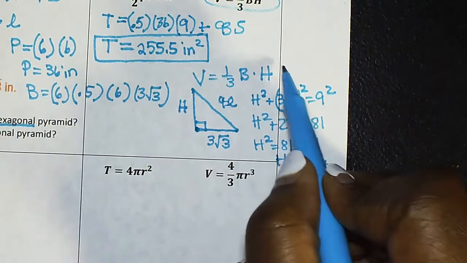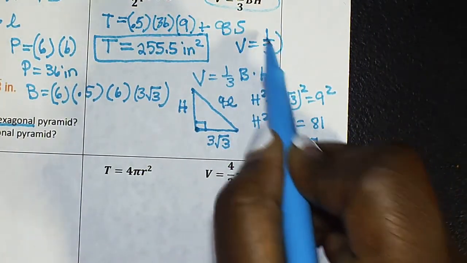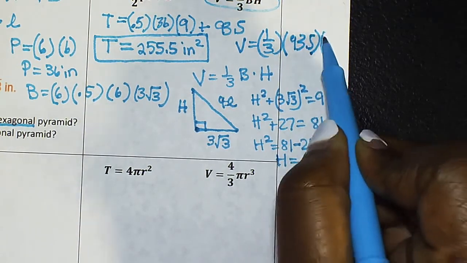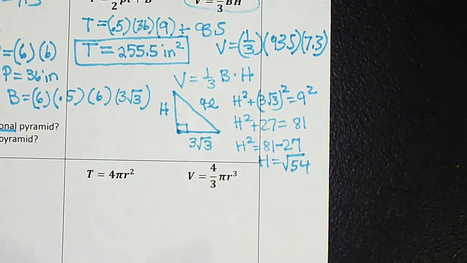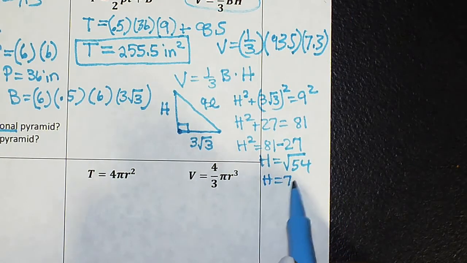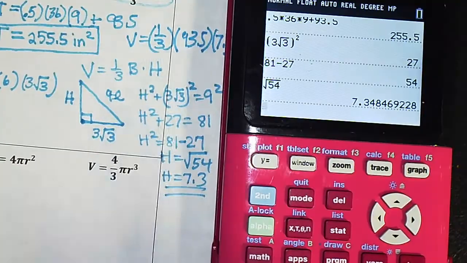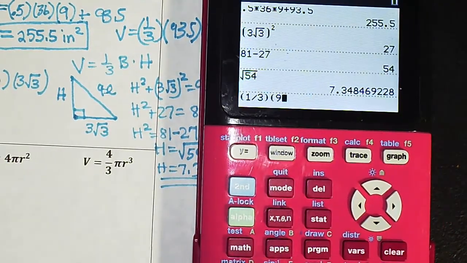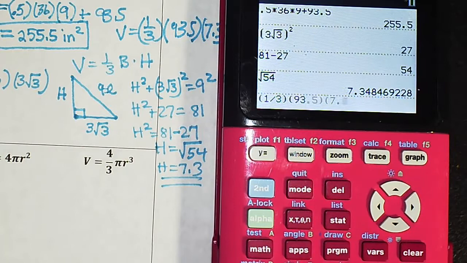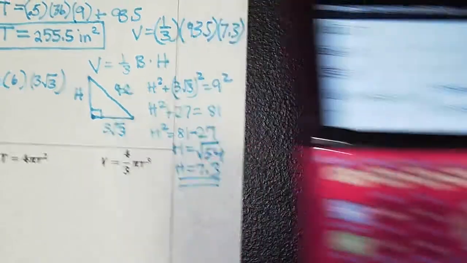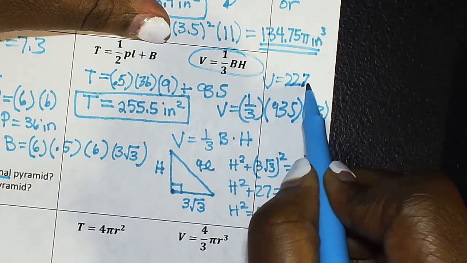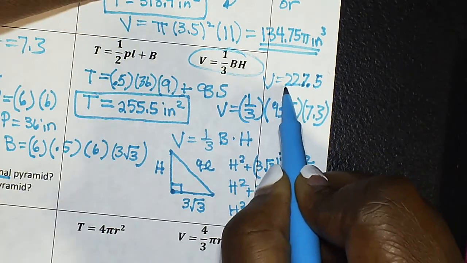So now I can find my volume. My volume is going to be 1/3 times 93.5 times 7.3, because we found it right here: H is 7.3. So just put it in the calculator. We have 1 divided by 3, that's my 1/3, times 93.5 times 7.3, which is 227.5. So my volume is 227.5, and that is inches cubed.